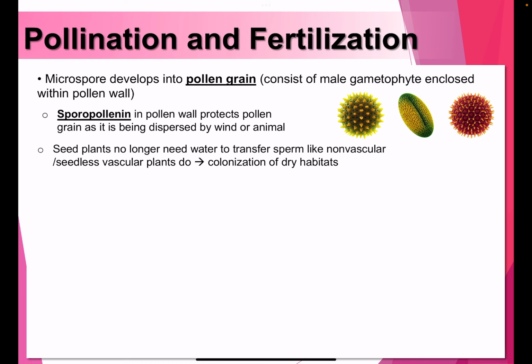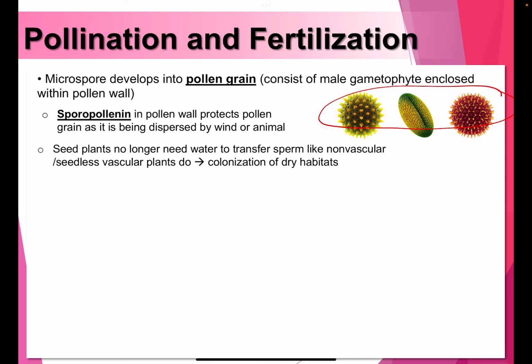And we have already mentioned from the last chapter that sporopollenin is a pollen wall that protects the pollen grain as it is being dispersed by wind or animal. These are just some examples of the types of pollen you can have. They come in all different shapes and sizes, but many times they are microscopic, very tiny. You might see them as a layer of green or yellowish color on your car surfaces in the spring sometimes.